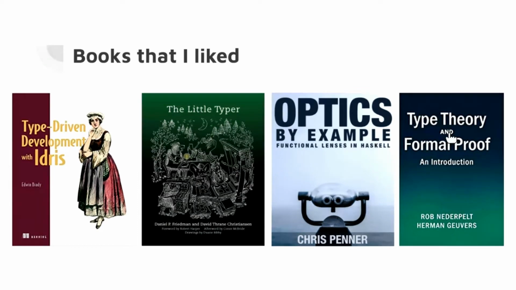And this is the book Type Theory and Formal Proof, which I learned from in my master's. It's a very good introduction book that explains the lambda cube and System F.